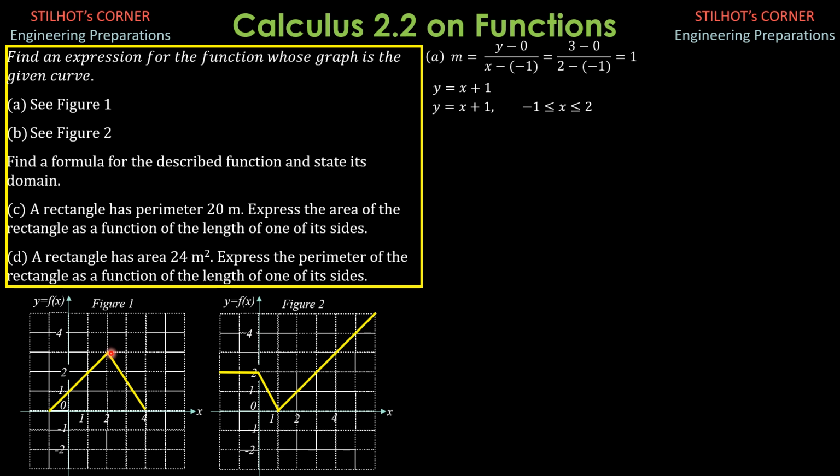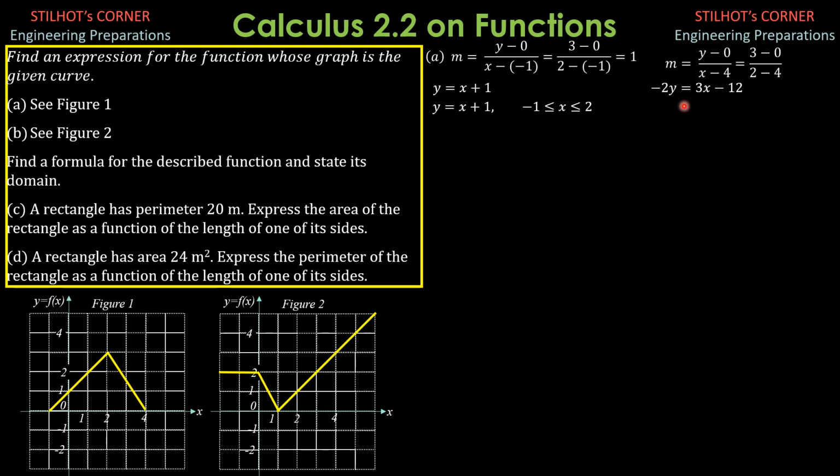line, we use these 2 points again. Coordinates of this point 4 comma 0, coordinates of that point 2 comma 3. So slope: y minus 0, because y is 0 here, over x minus 4 equals 3 minus 0 over 2 minus 4. So this is -2, that's +3. Cross multiply, -2y equals 3x minus 12.